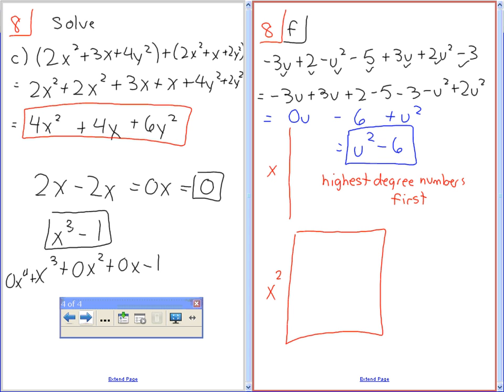I don't really get how you got the negative 6 plus u squared. No problem. What happened was I just did 2 minus 5, which is negative 3. And then negative 3 minus 3 is negative 6. So just with integers. And then the same as this, negative u squared plus 2u squared. I just did the opposite. I did 2u squared minus 1 is just u squared. So 2 minus 1.